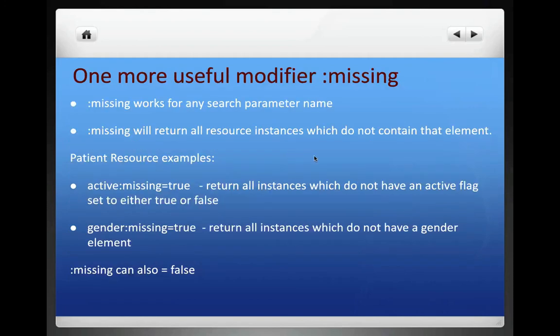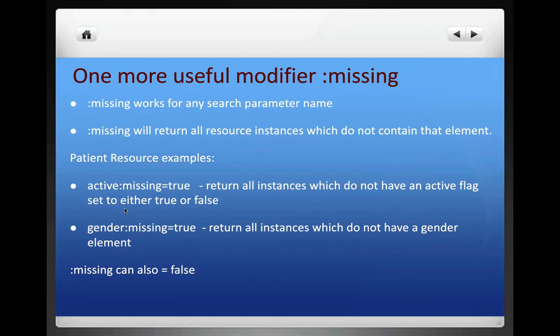There's other useful modifiers. Missing. Missing works for almost any type of search parameter name, and it will return all instances which do not contain that element. These are real-world tools that we have implemented on systems. You want to look for patients which were entered incorrectly because you want to keep your data clean, because as we discussed earlier, garbage in is garbage out.